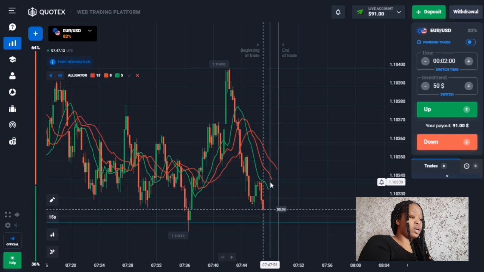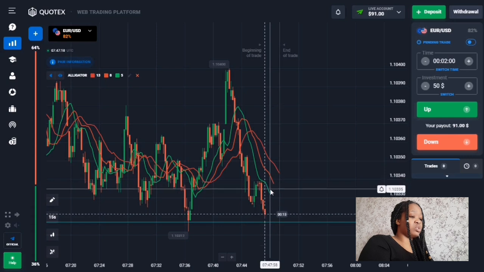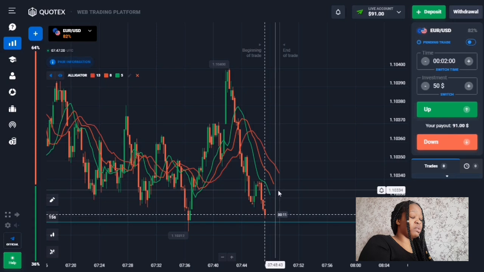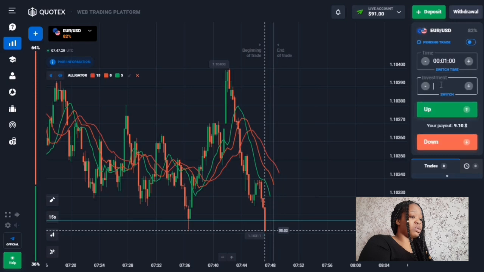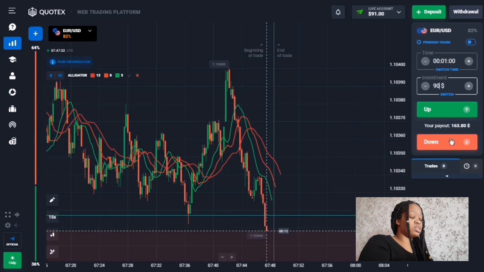Now you can see that price is still trending to the level of support, and the moving averages are moving further from each other right now. So this signals that anytime soon there'll be movement down. I will enter the market here with a 1 minute trade down, because price is now impulsively going beyond the level. So let me wait for the results of this trade.